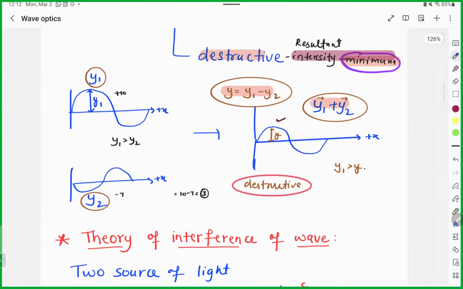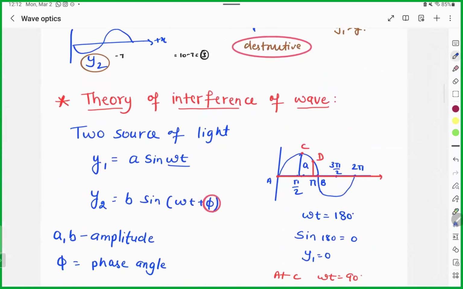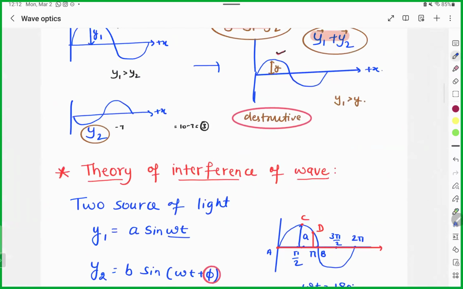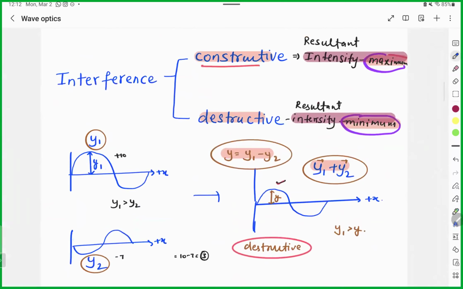Any doubt, guys? Everything looks sorted as of now.